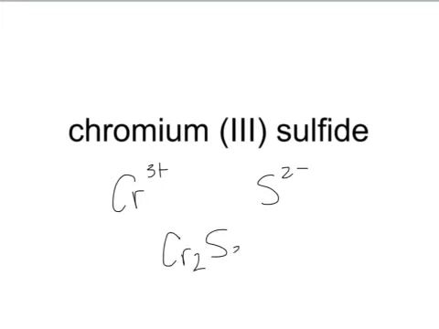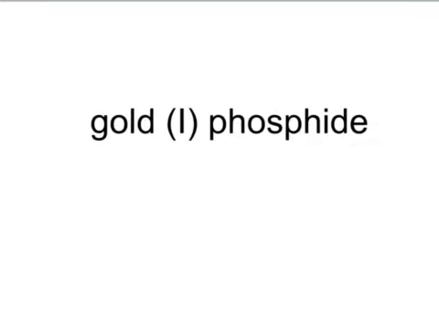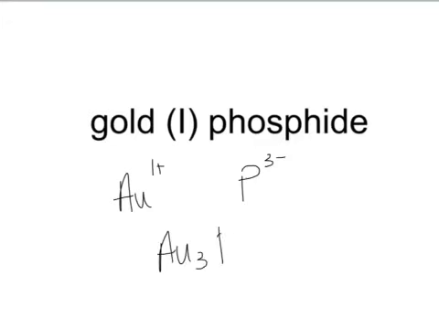Okay, chromium is a transition metal. In this instance, it has a charge of 3 plus. Sulfide is just sulfur, it's 2 minus. So Cr2S3. Gold 1 phosphide. So gold's charge in this instance is 1 plus. Phosphide is just phosphorus, it has a 3 minus charge. So Au3P. Gold 1 phosphide.